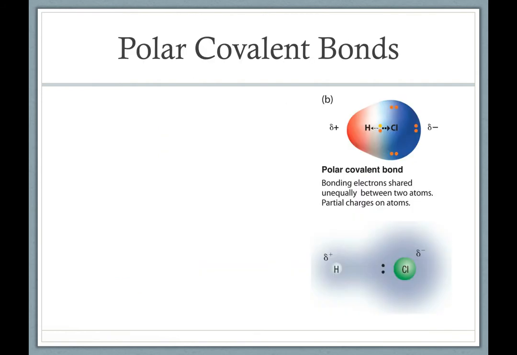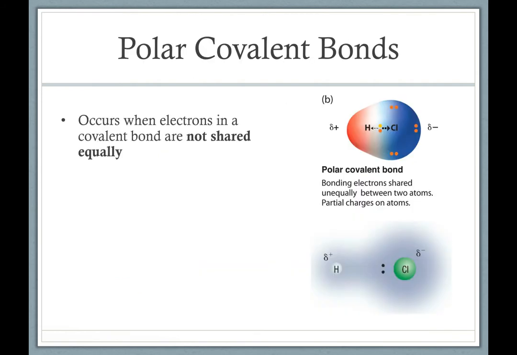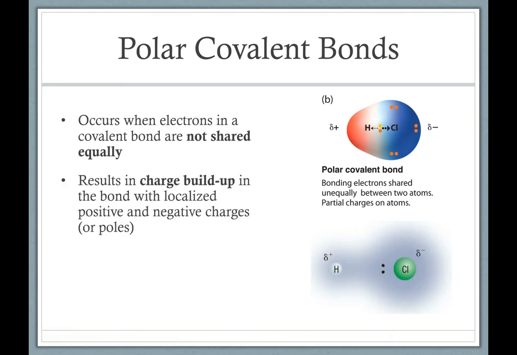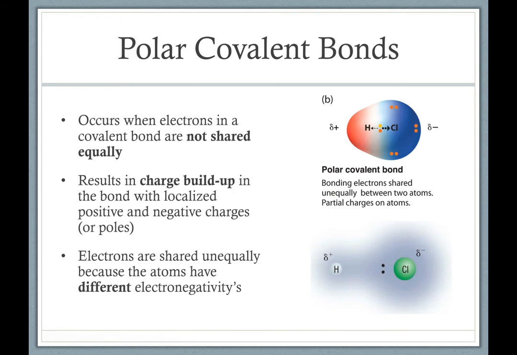A polar covalent bond happens when the electrons are not being shared equally between the elements involved, and that results in a charge buildup within that bond. With a charge buildup, you have one side that is slightly positive and the other that is slightly negative. This happens because the elements involved have different electronegativities. We're going to see a little more about that in a minute.